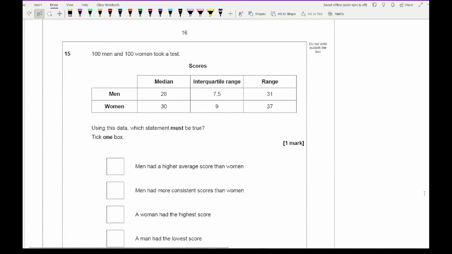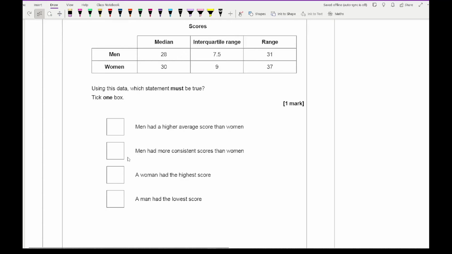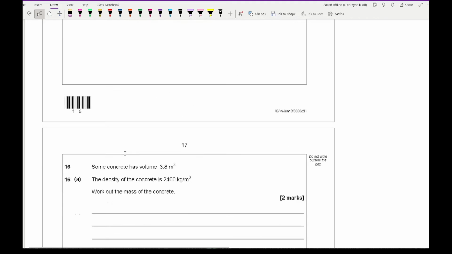Then looking at question 15, it says that 100 men and 100 women took a test, and using the data, which statement must be true. The correct statement is that men had more consistent scores than women. That's shown by their interquartile range being smaller than the women's. We can't go with the first one because men had a higher average than women is not true, as it's 28 against 30. Women had the highest score, and we haven't got that information. And men had the lowest score, and again we don't have that information. So that's why the second option is our right answer.